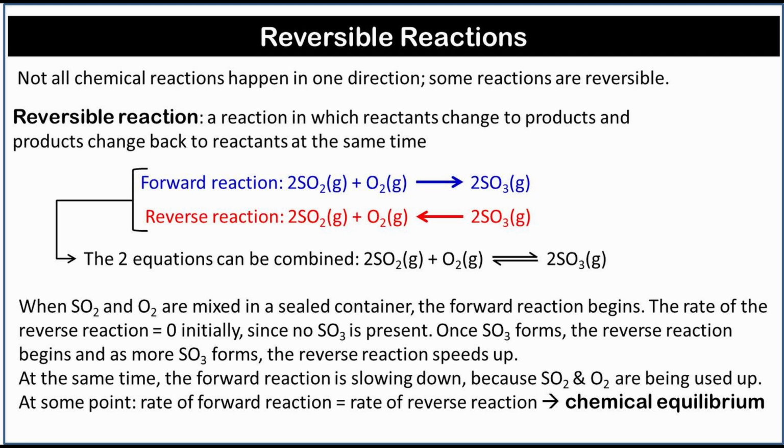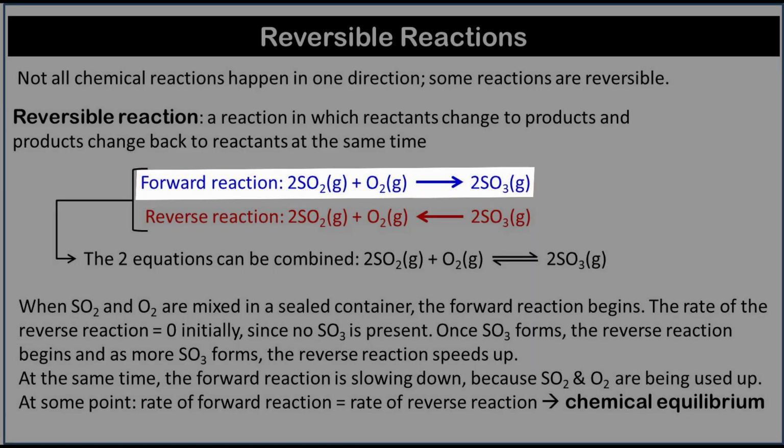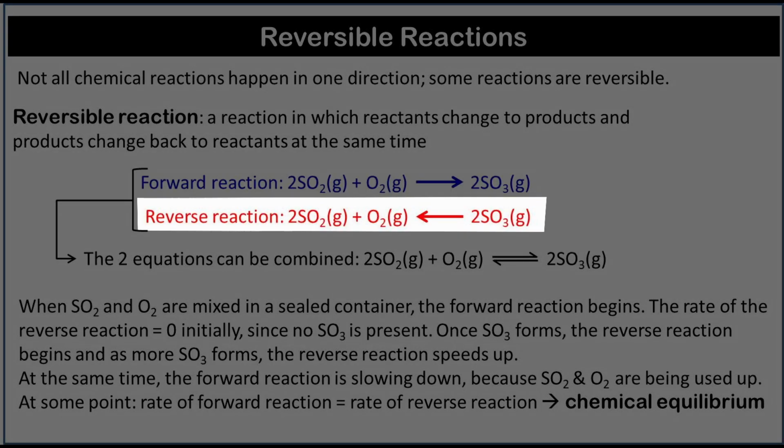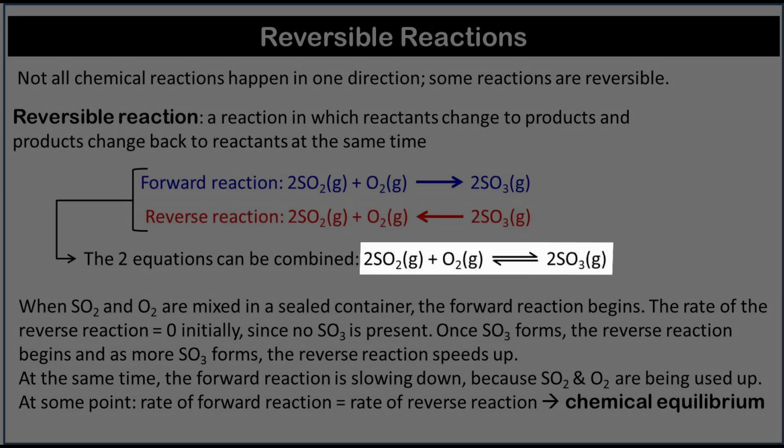Not all chemical reactions happen in one direction. Some reactions are reversible. A reversible reaction is a reaction in which reactants change to products, and products change back to reactants at the same time. The reaction of sulfur dioxide reacting with oxygen to form sulfur trioxide is a reversible reaction. The reaction from left to right is called the forward reaction. The reaction from right to left is called the reverse reaction. The two equations can be combined, as shown with a double arrow, which represents a reversible reaction.